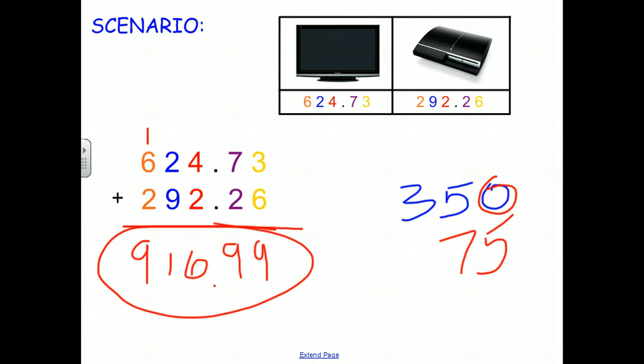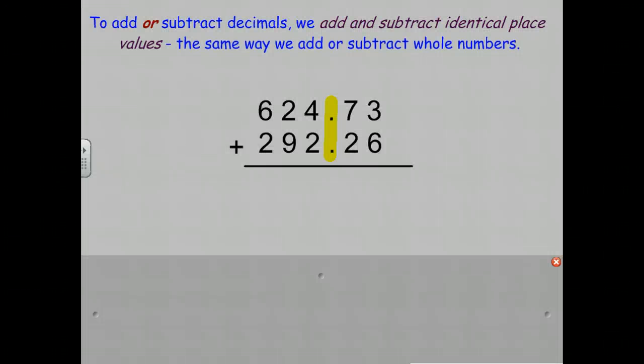So looking at this, using the colored columns as we did for whole numbers to make sure that we have our columns lined up, we get to the idea that to add or subtract decimals, we add or subtract identical place values the same way that we would add or subtract whole numbers. The only difference now is that we have to make sure that we have lined up our numbers correctly, so that we can easily and correctly add together numbers of the same place value.